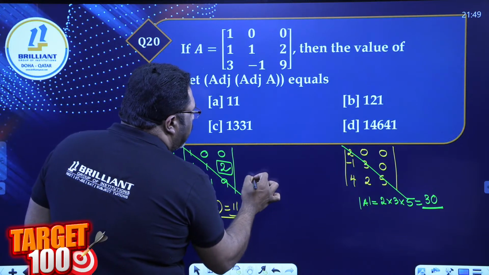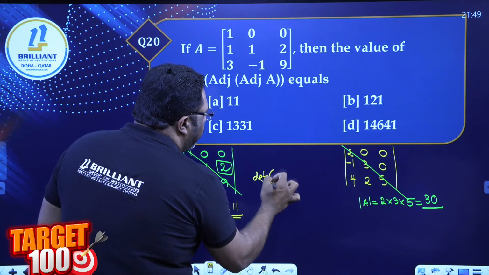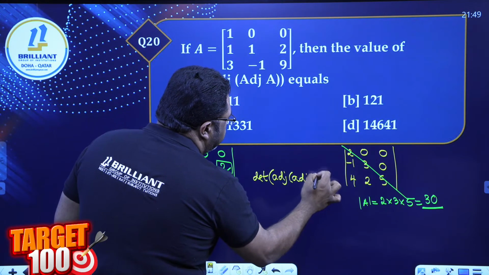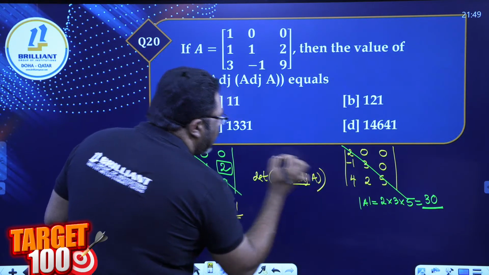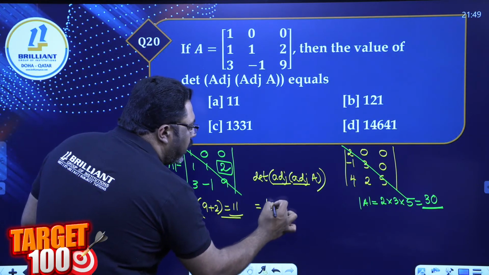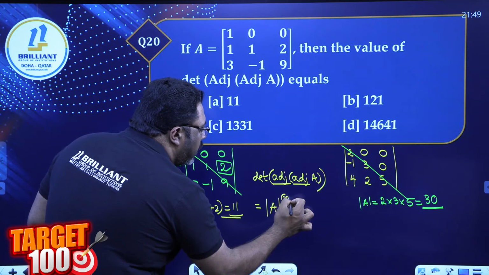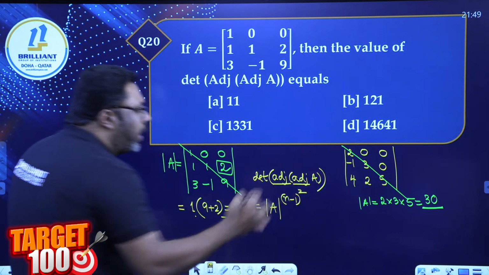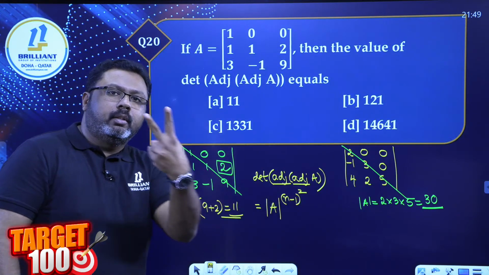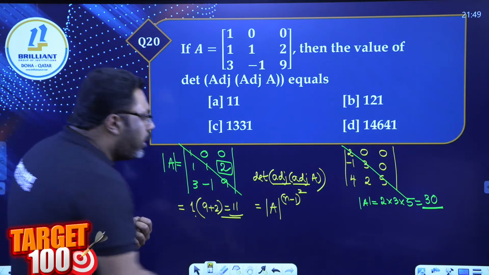Now they want the determinant of adjoint, adjoint. How many times adjoint? 2 times, right? So the answer is going to be determinant of A raised to n minus 1 squared. Why squared? Adjoint is taken 2 times.